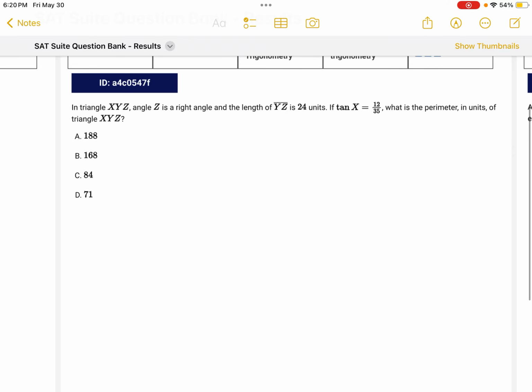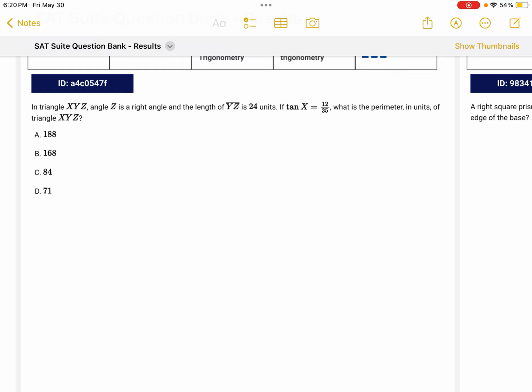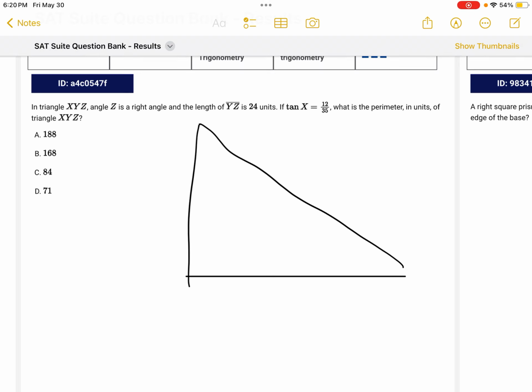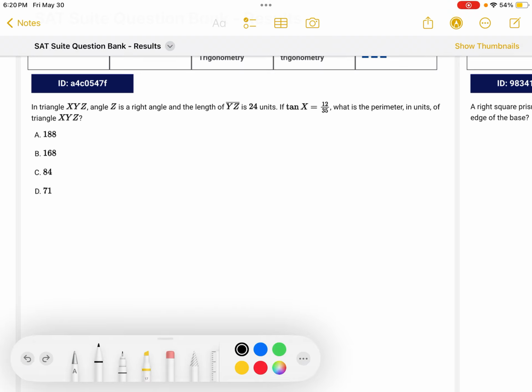Let's keep going, guys. In triangle XYZ, angle Z is a right angle and the length of YZ is 24 units. If tan X equals 12 over 35, what's the perimeter in units of triangle XYZ? Okay, here we're introduced to the concept of trigonometric ratios. Let's see how we can apply those to solve this problem.